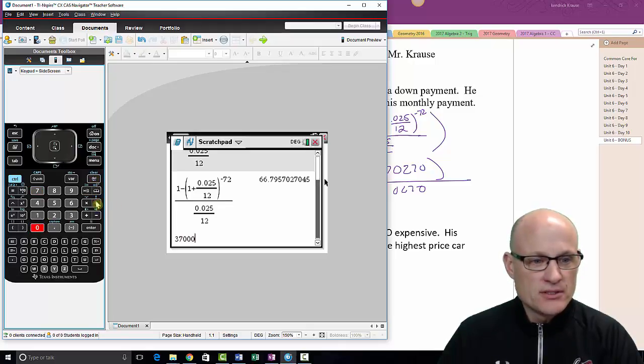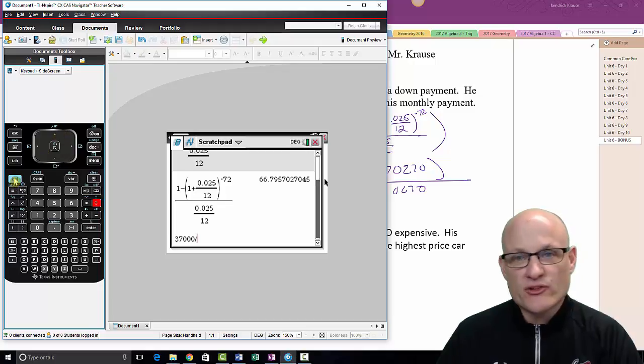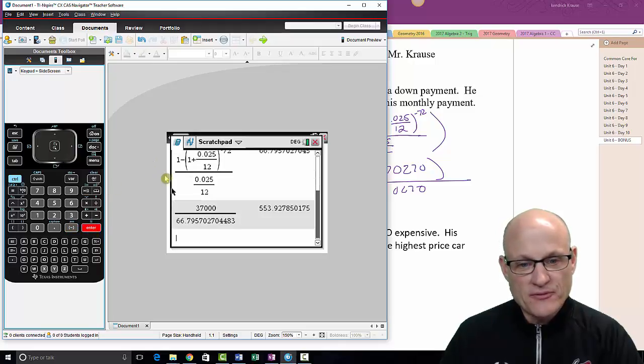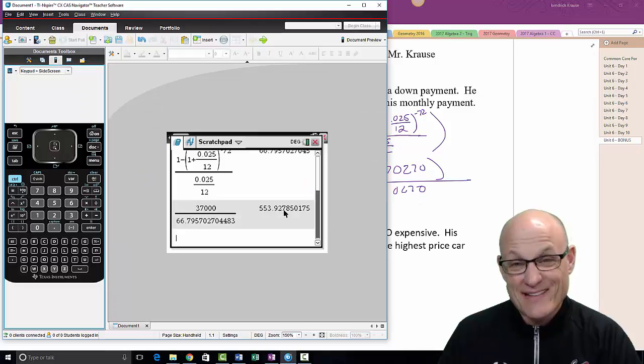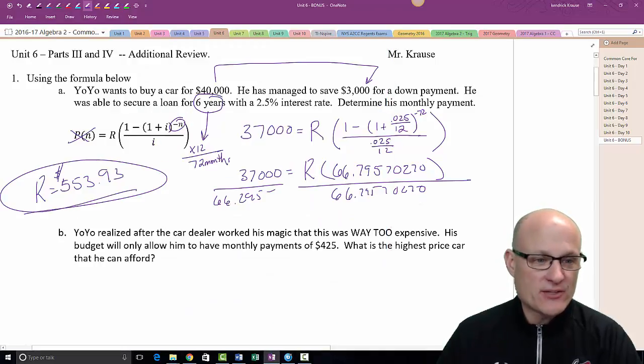divided by, now I can always just hit control answer and it'll give me this thing right here, which is what I want, and $553.93. I think that's what it was. All right, so that's what it would cost me.